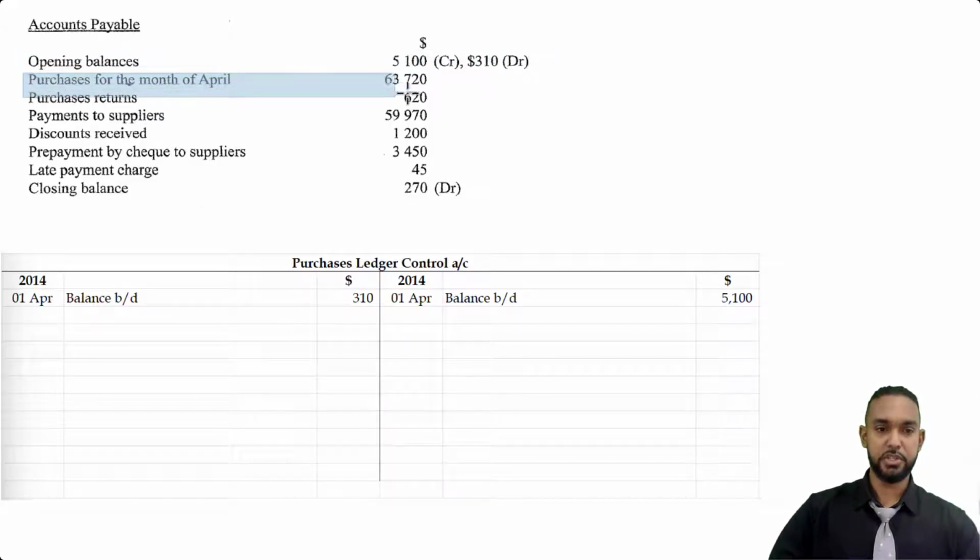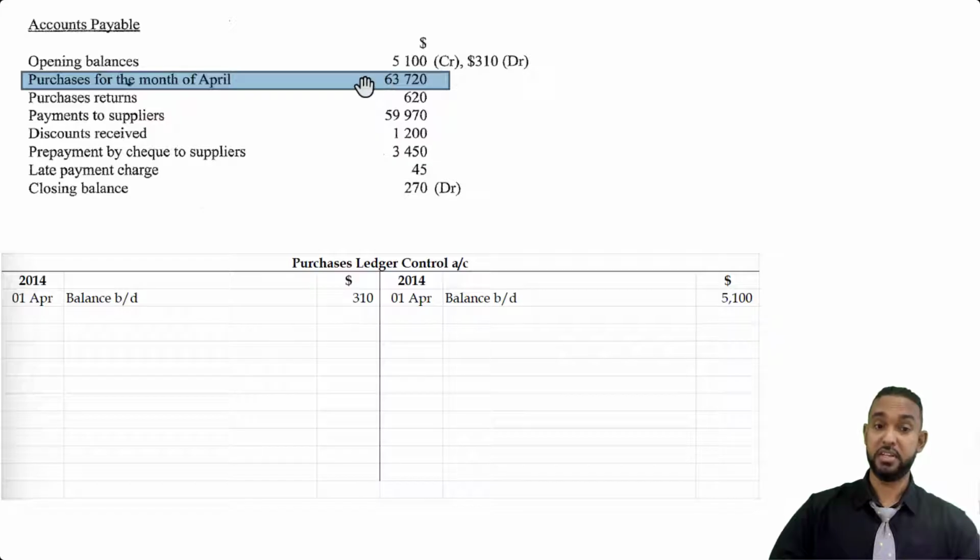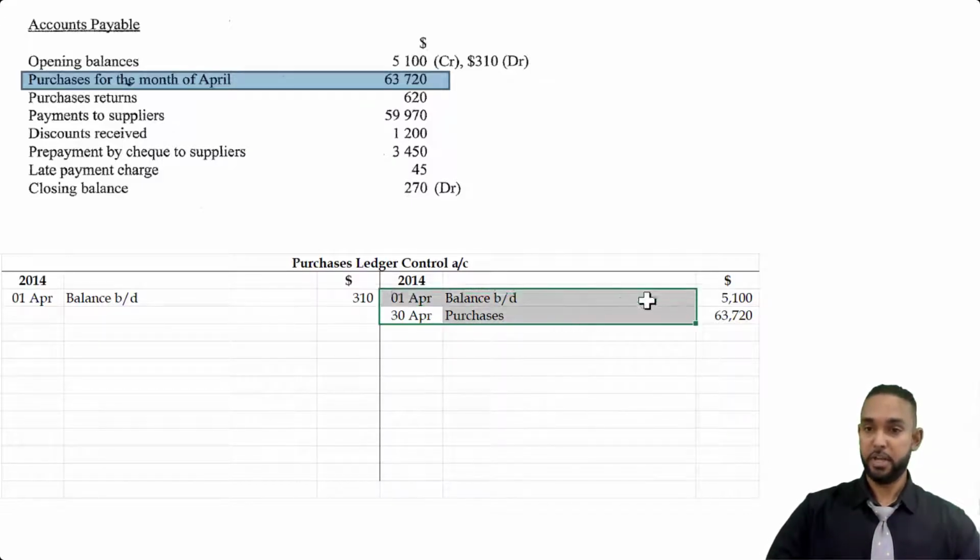Cool. All right, next, what else do we have across here? So we have purchases for the month of April. Now, the question did tell us at the top that all purchases and sales are made on credit. So that's going to go on the credit side of the control account because when you make credit purchases, you take goods without paying for them, but you promise to pay for them later, which means you have now incurred a liability and it's increasing. So to record an increase in a liability, we have to credit the liability account.